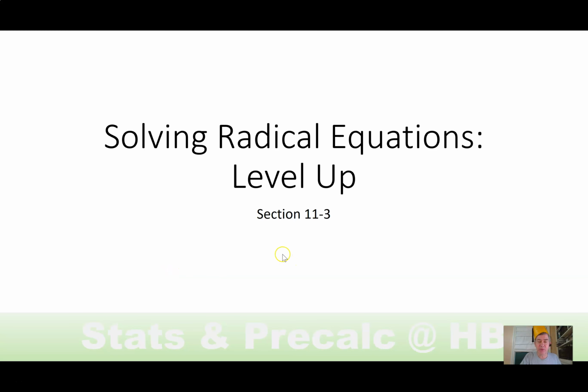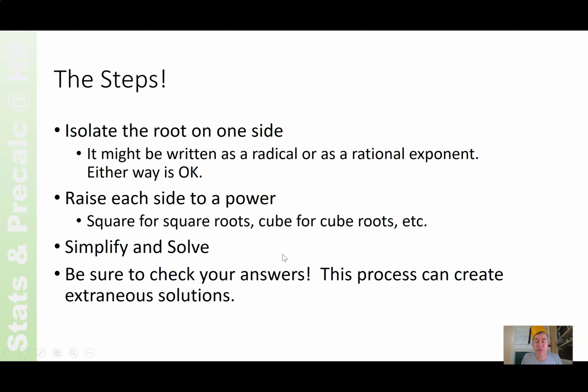Solving radical equations, we're doing more challenging ones, but before that, let's remember the steps. First, you isolate the root on one side of the equation. Second, you raise both sides of the equation to a power to make sure that it lines up the same. Third, you simplify and solve that. And fourth, you're always sure to check your answers. You can create extraneous solutions.